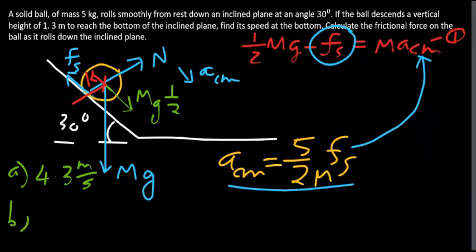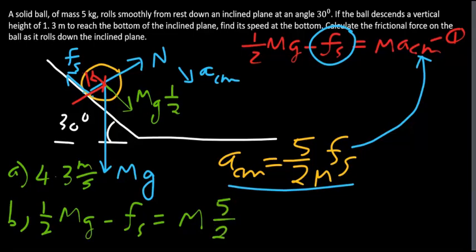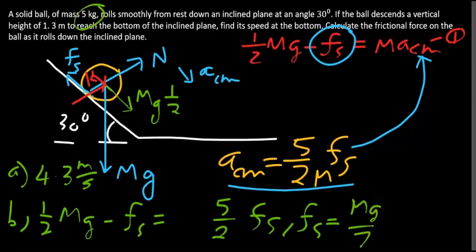So now equation 1 would give you half times mg minus static friction equals mass times a_CM, which is 5 over 2m static friction. So m goes away, and you can get the static friction in terms of mass. And that turns out to be mg over 7. Since m is 5 kg and we can take g to be 9.81, the value for static friction is 7 newtons, and that solves the problem.